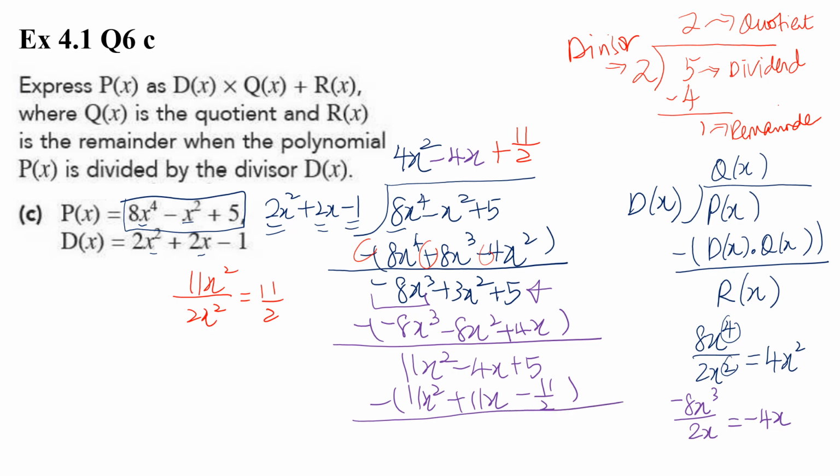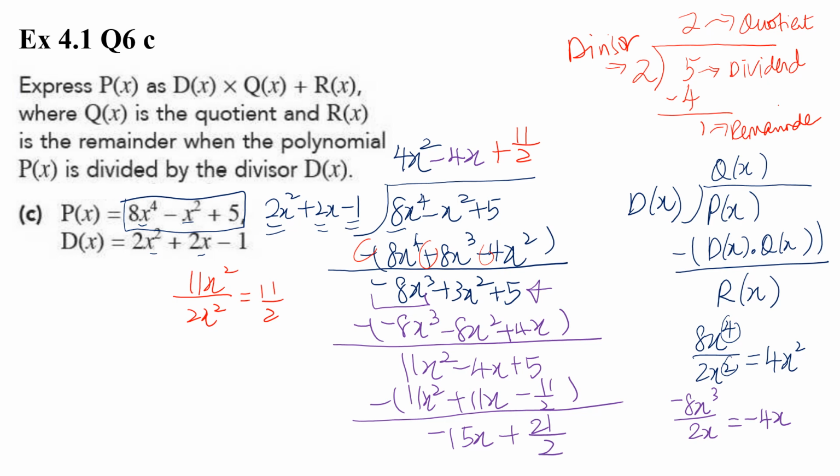So you will end up getting negative 15x plus 11 over 2 plus 5. It gives you 10 and a half, or you can leave it as a mixed number, that is 21 over 2.